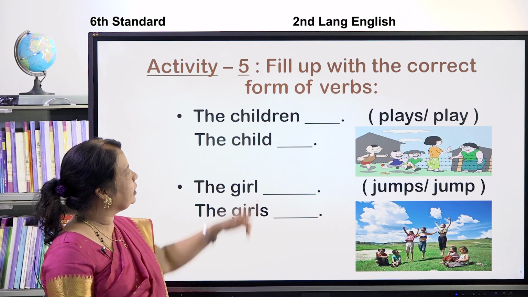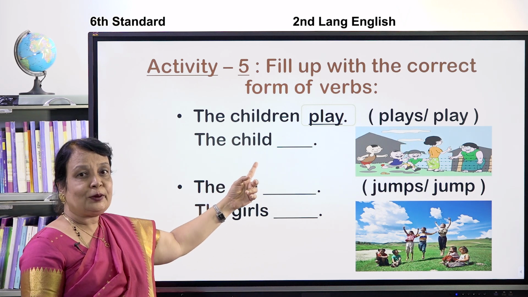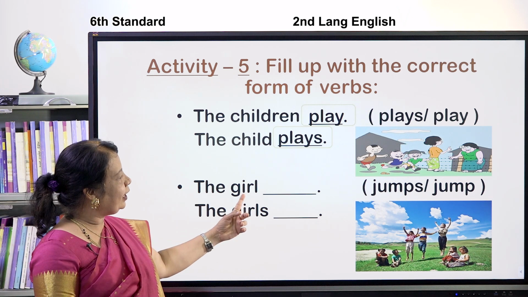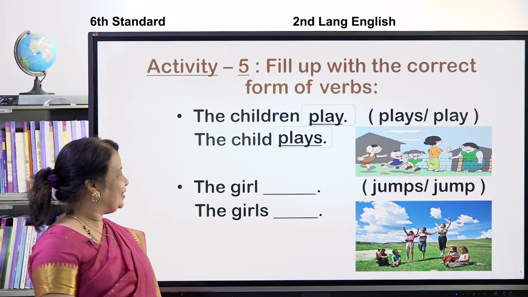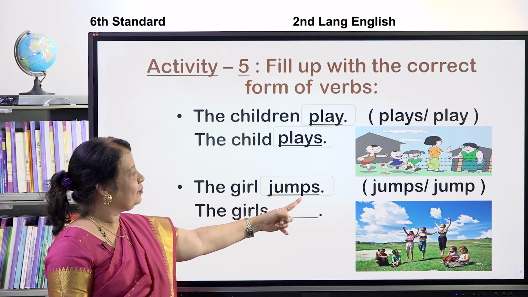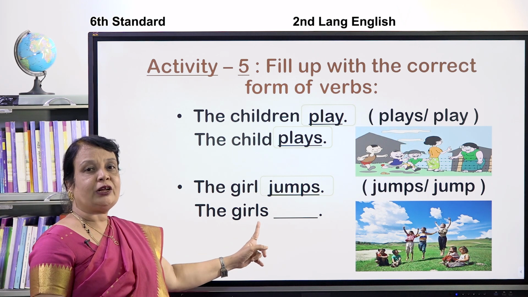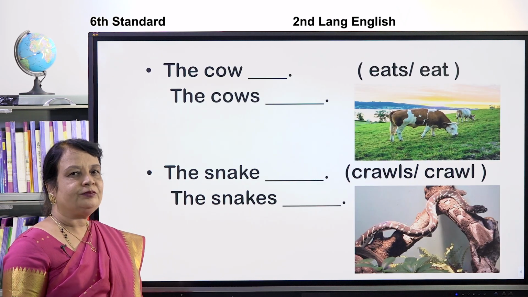Very good. The children play. The child plays. Very good children. Here, the girl, singular, one. So, add s. Yes, the girl jumps. The girls, here it is plural, more than one. The girls jump.